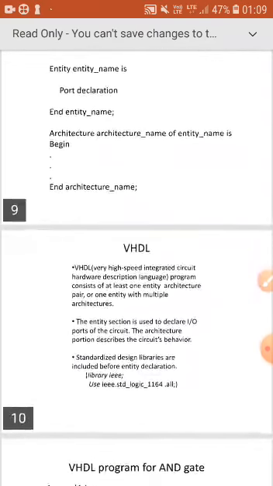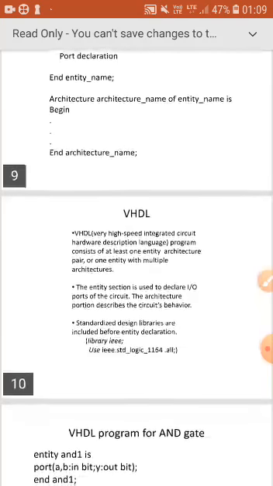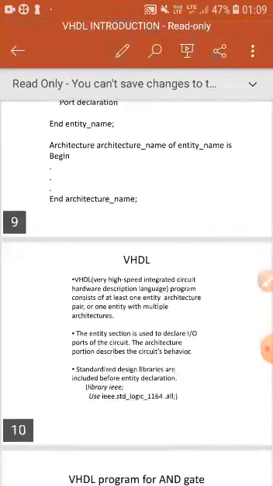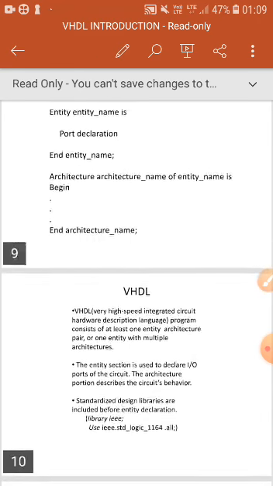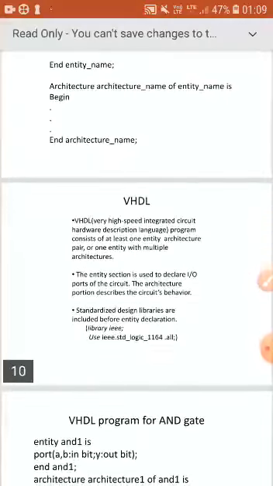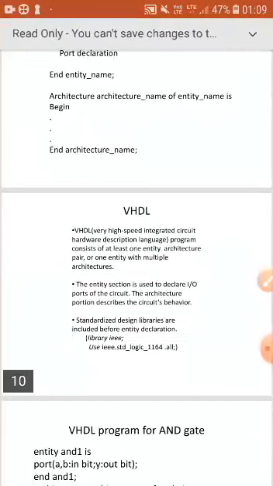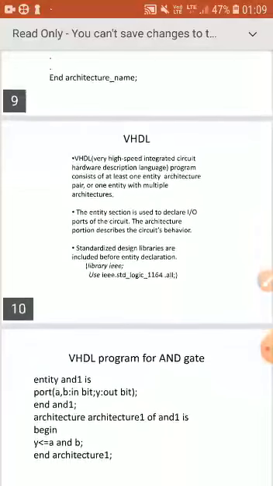Third line is end entity name. This part is over. Next, architecture. In the architecture part, the first line is architecture, architecture name, of entity name, is. Architecture name and entity name are both user names; the user can give any name. Next, you have to write begin. The last line is end architecture name. Inside the architecture, we are defining the actual logic of the circuit.